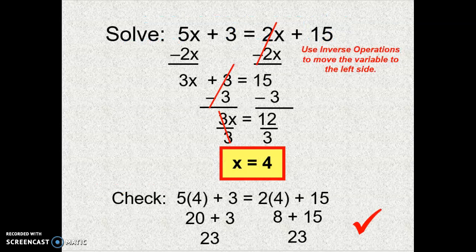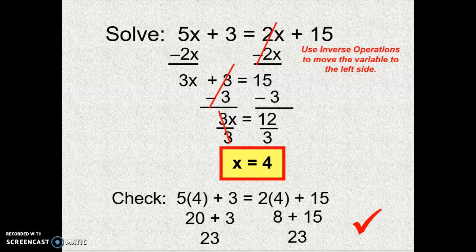Let's take a look at the equation 5x plus 3 equals 2x plus 15. Now when I look at it, I'm looking at the left-hand side first, 5x plus 3. Well, there's nothing I can combine there. There's no distributive property. I can't combine like terms. Then I glance at the right-hand side, the 2x plus 15. Well, they're not like terms. One's in terms of x and the other's just a number. And there's no distributive. So then I go to the second step, which is to use inverse operations to move and isolate the variable x.